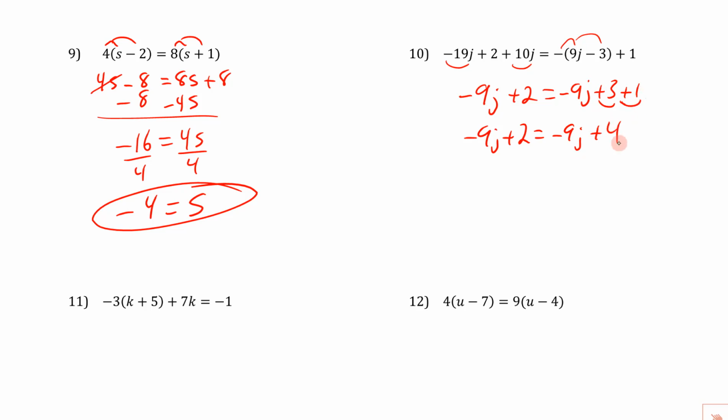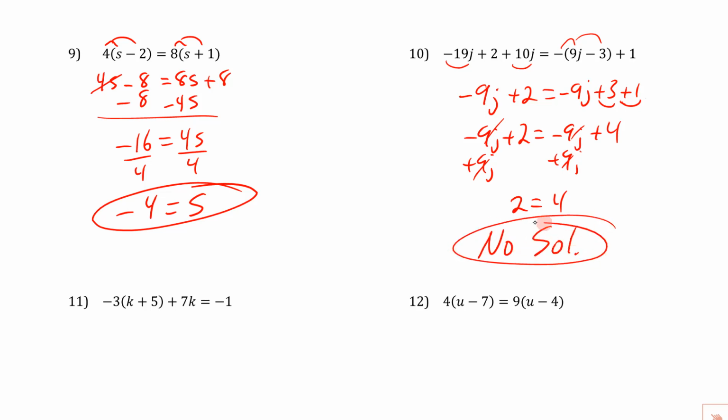And let's just think about that for a second. This is saying that negative 9j plus 2 is exactly the same thing as negative 9j plus 4. Well, there's no way that can happen. I don't think this is going to have a solution, but let's just double check. Let's add the 9j to both sides. So those are going to cancel. We get 2 equals 4. We know 2 doesn't equal 4, so on this one, we get no solution.